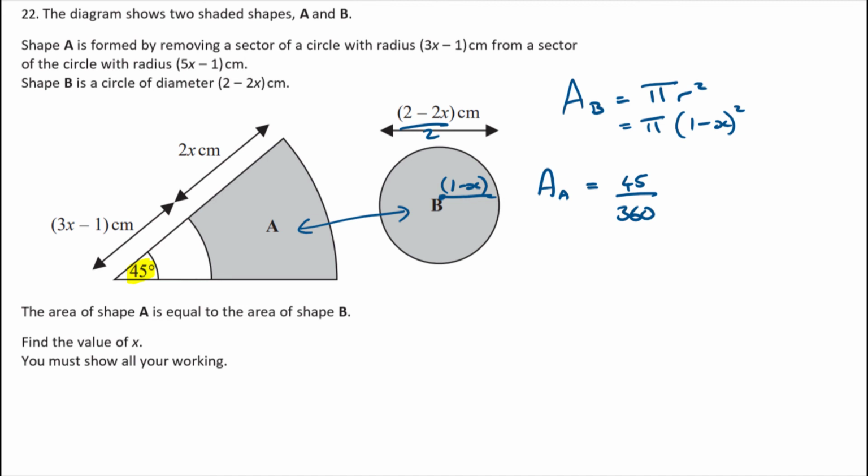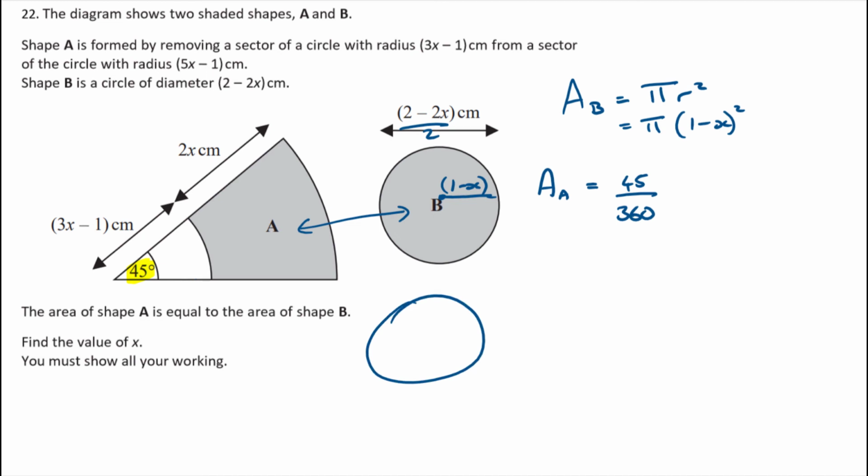So it's going to be 45/360ths of the big sector. I think mathematically what would be easier though is if I find the donut first, if you see what I mean.